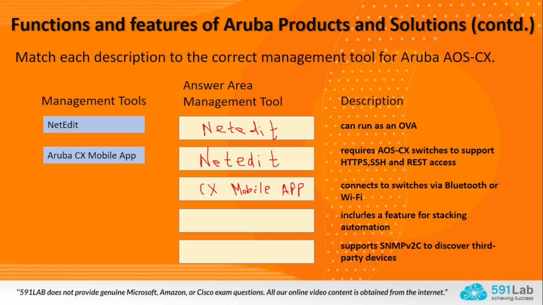Then next description includes a feature for stacking automation. Stacking automation can be done using CX mobile app. It will detect automatically the switches that is possible to stack. Then you can do the stacking using the mobile app. Then last description, supports SNMP version 2C to discover third-party devices. Third-party devices are discovered by NetEdit using SNMP version 2. That is correct. So this is NetEdit.